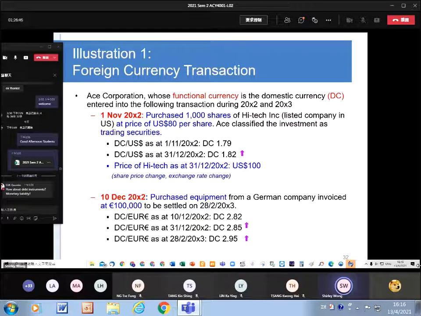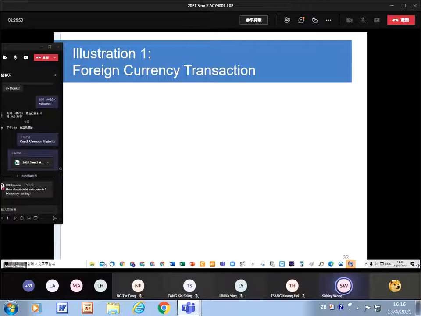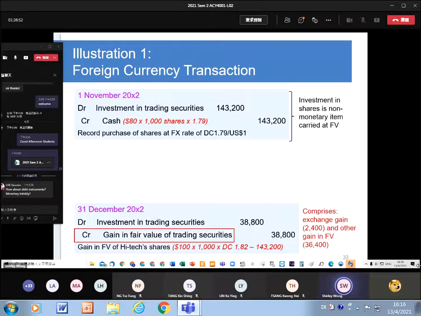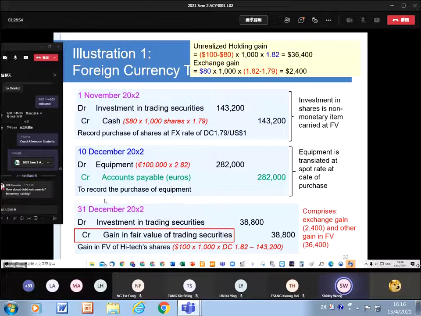Now you have the liability, right? Then you need to pay more money. So how to do that? Let me show you the transaction. First of all, you need to record when you purchase the equipment. You will debit equipment and then credit accounts payable. And this accounts payable, remember, you need to pay in euro. Therefore, debit equipment will be 100,000 times 2.82, and credit accounts payable when you purchase it.